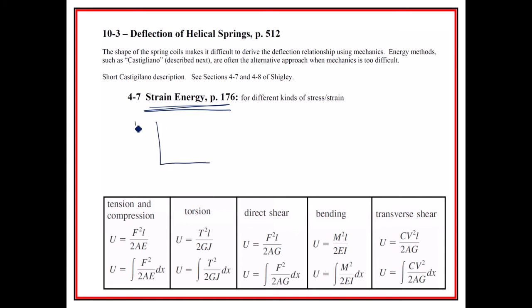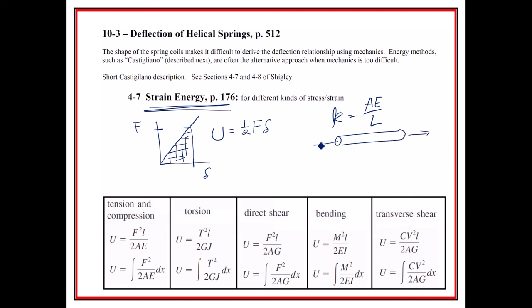So on a force versus deflection curve right here, a typical spring is linear like this. And if we were to take a particular point, this is the force and this is the deflection we're putting on here, the area underneath this represents U, the strain energy, 1/2 F del, right? It's a triangle, so it's 1/2 right there. And we also know that k was AE over L, right? I think I've established that before when we were talking about a bar that's in tension, right?